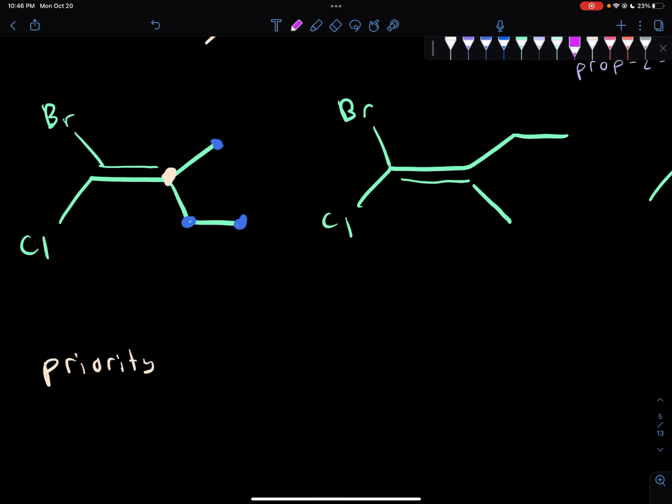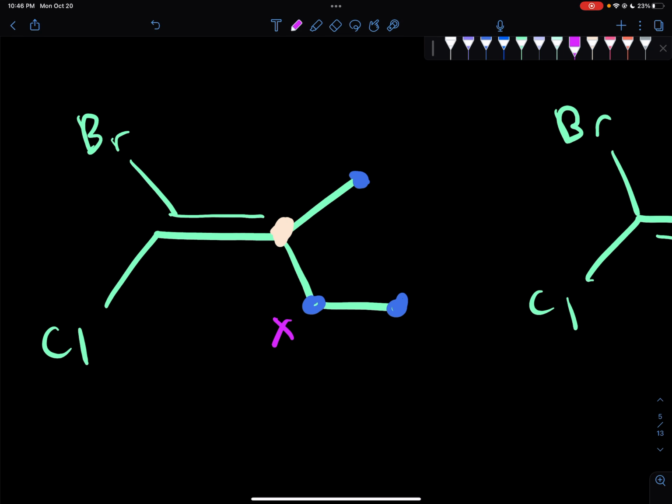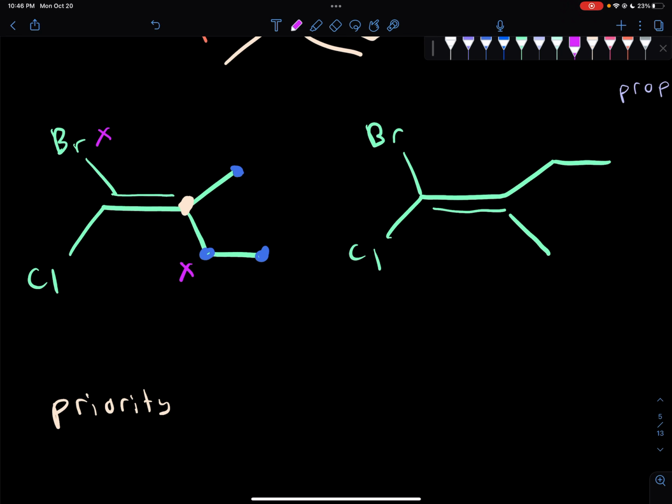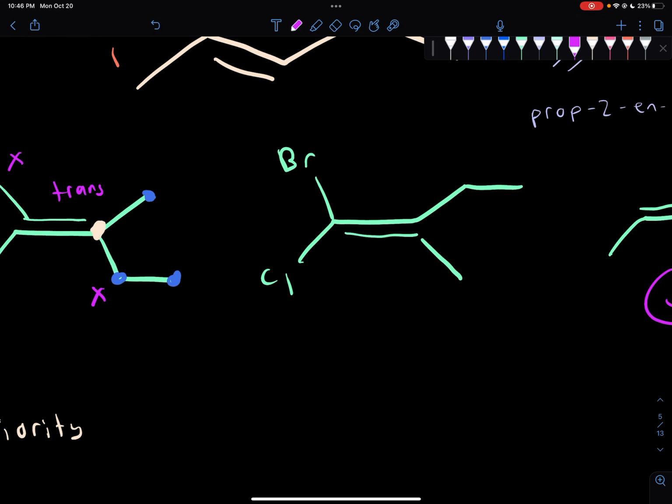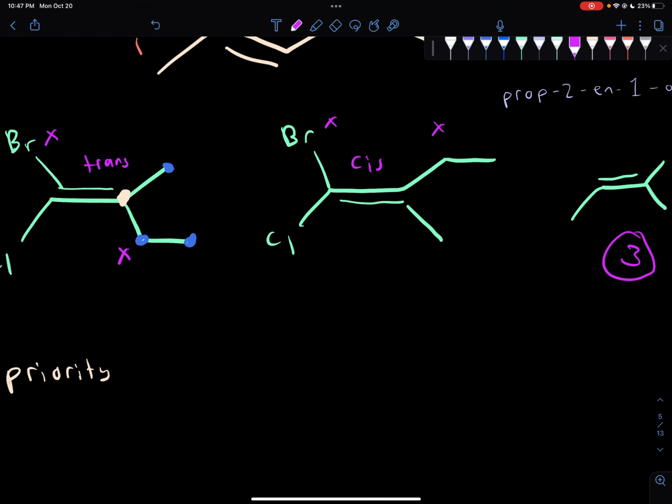So I'm gonna put like a little X over here. Now for the left one, which one is larger? Bromine is larger, so I'll put an X over here. Since your two highest priority substituents are on opposite sides, this will be trans. And then over here, it will be cis, because they're on the same side. So, which is more stable? Just remember, trans is better than cis.